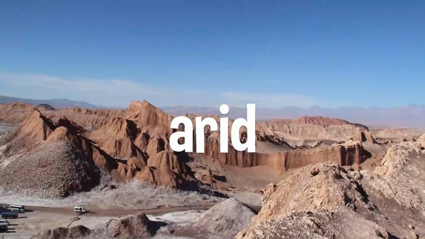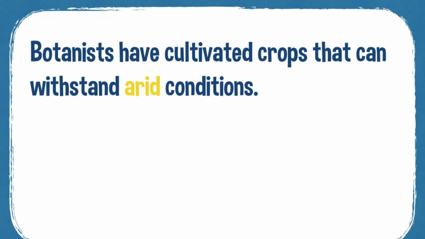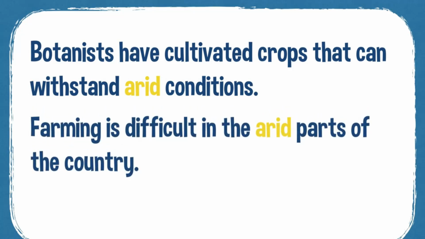Your next word is arid. Arid. So if a climate is arid, it's very dry, like a desert. So here's an arid area, an arid zone. Few plants can grow here because it's so dry. You don't normally get plants in arid areas. Botanists have cultivated crops that can withstand arid conditions. Farming is difficult in the arid parts of the country.